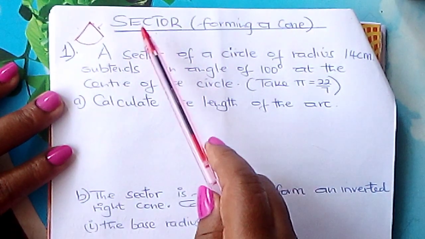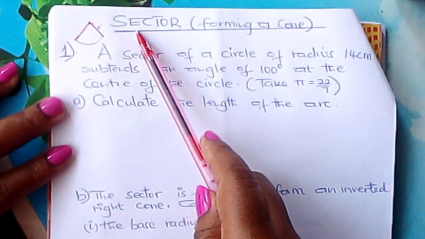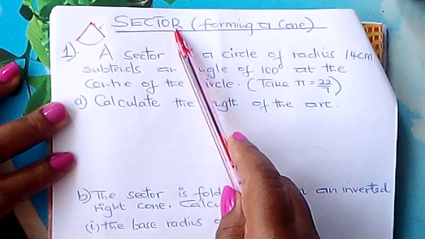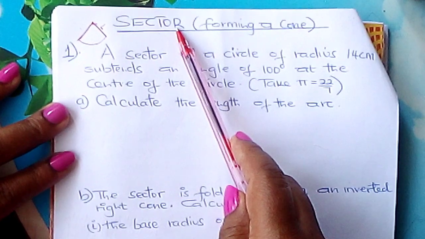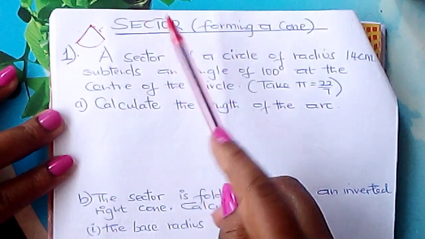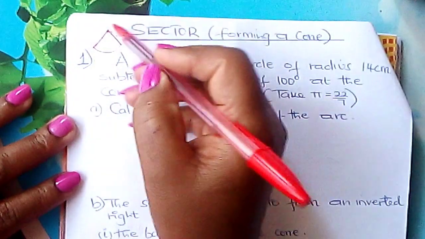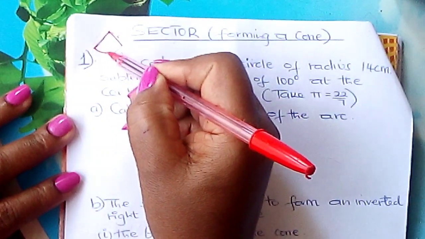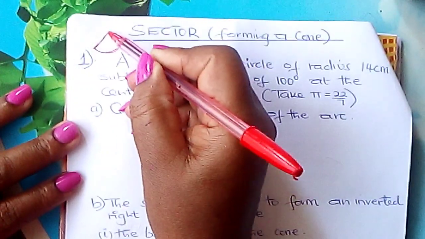Today I would like us to look at a question to do with a sector of a circle. Learner, a sector of a circle. How does a sector look like? We can draw it here. It looks like something like this, learner, like that.